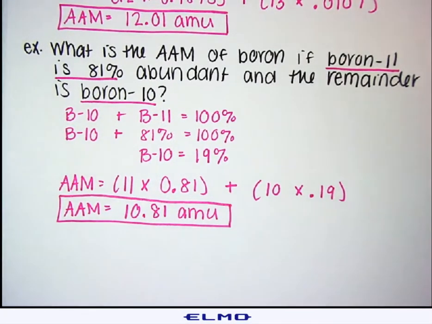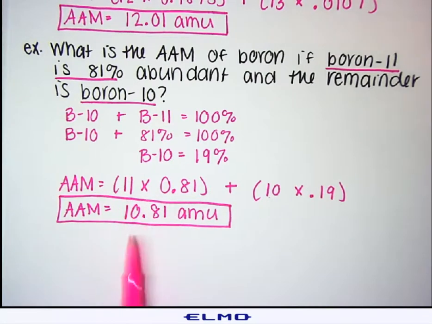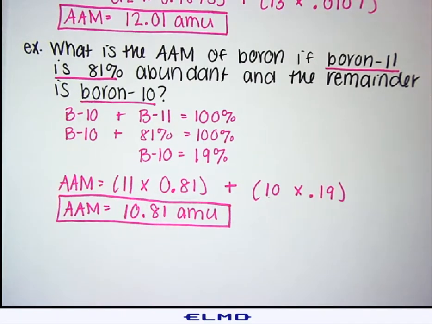Again, let's think about our 2 checks. Is our answer somewhere between 10 and 11? I got 10.81, so we're good. Next, does it make sense based on our percent abundances? Well, boron 11 is more abundant, so it makes sense that our answer is closer to 11 than it is to 10.